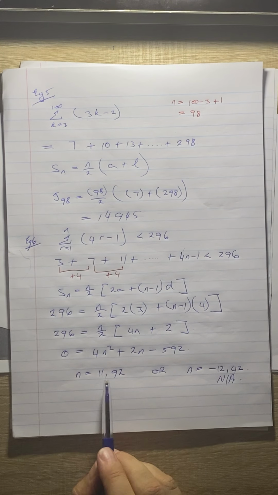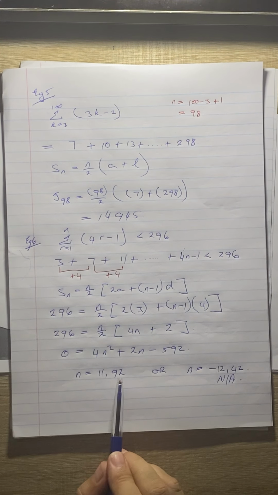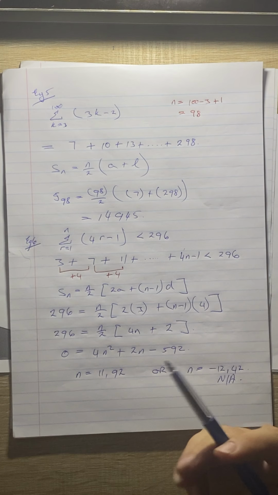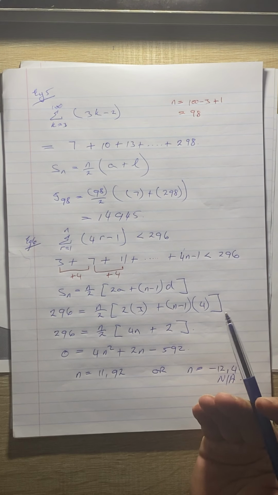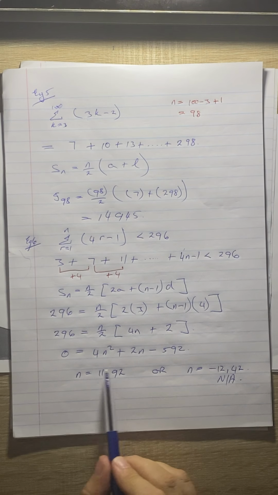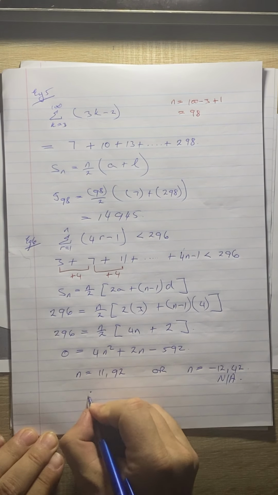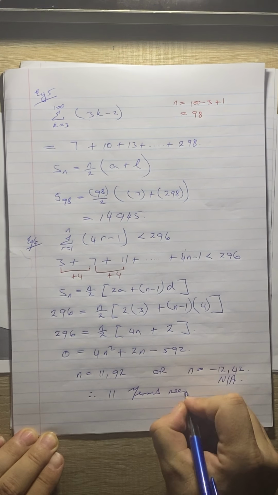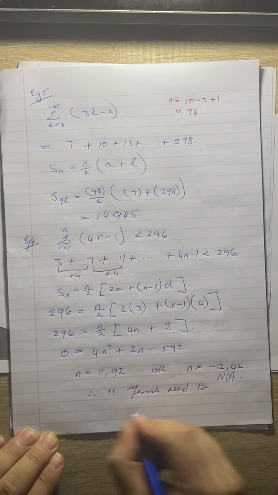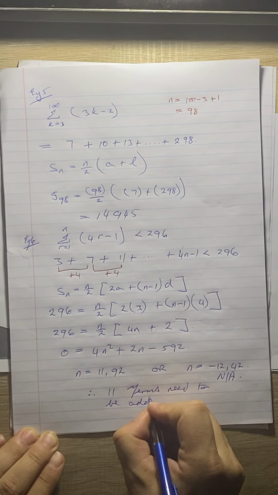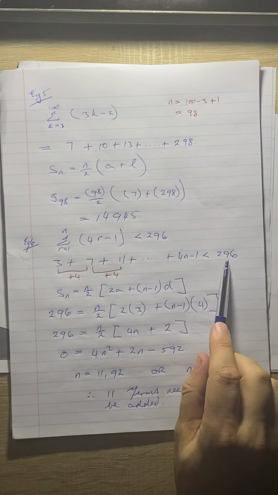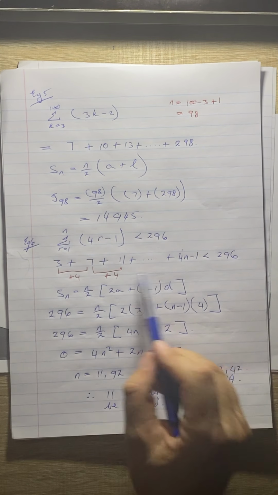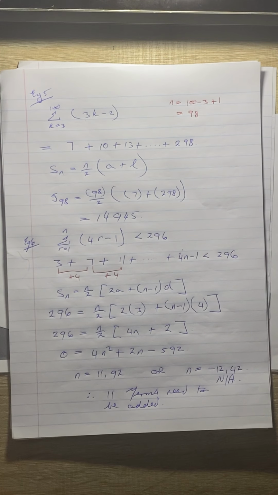So what we found out is we need to add up 11.92 terms of this series to get 296. But there's no such thing as 11.92 terms. So I need to take one just below this. So therefore, 11 terms need to be added. Obviously it's going to be just a little bit less than 296, but that will be the maximum number of terms we can add. That will get us the closest to that.